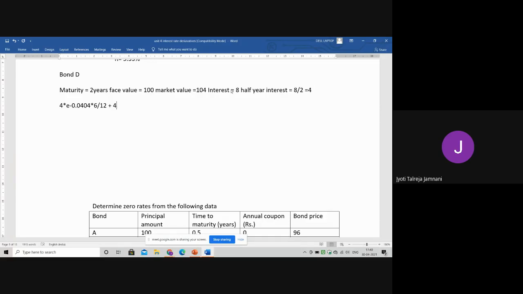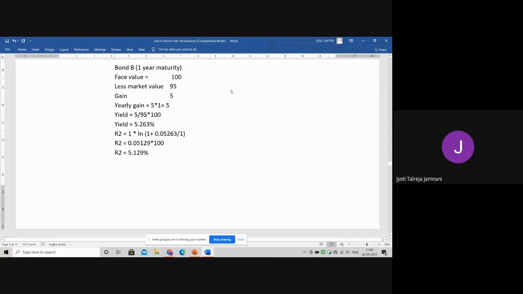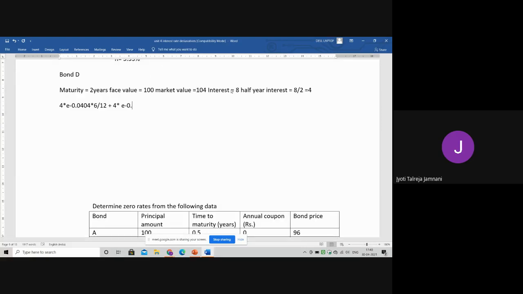Plus the second interest, 4 rupees, into e raised to minus, we'll see bond B's zero rate. Bond B's zero rate is 5.129. So we'll use that rate, 0.05129 into 12 by 12. Bond B was for 1 year, so we have used bond B's rate.